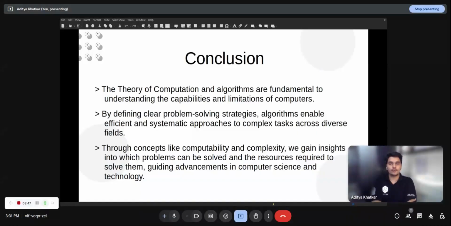So, I guess we have come to the conclusion of our presentation. The theory of computation and algorithms are fundamental to understanding the capabilities and limitations of computers. By defining clear problem-solving strategies, algorithms enable efficient and systematic approaches to complex tasks across diverse fields. Through concepts like computability and complexity, we gain insights into which problems can be solved and the resources required to solve them, guiding advancement in computer science and technology.